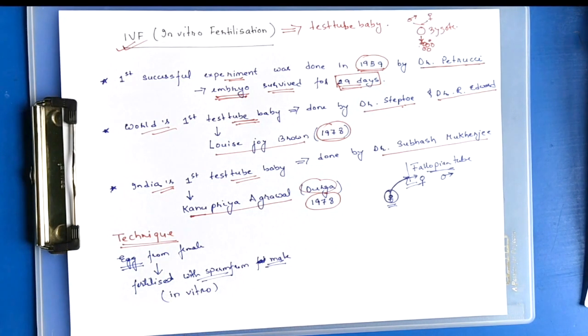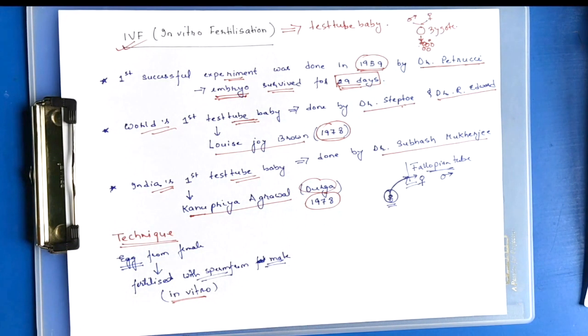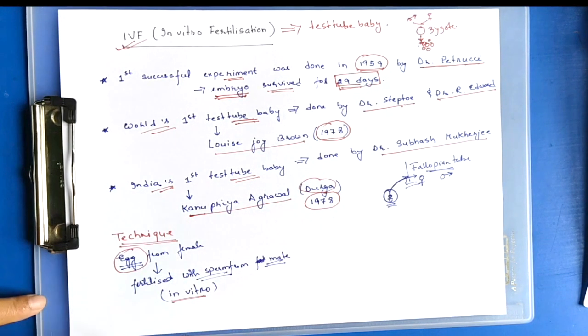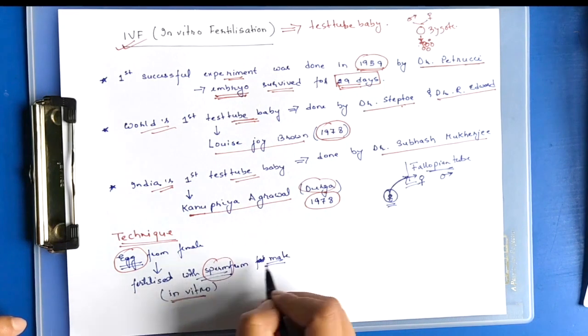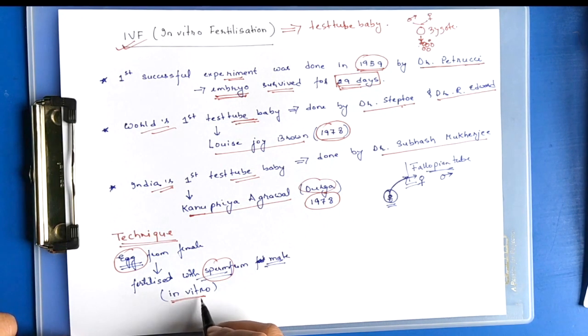When we say in vitro, it means outside the body. Similar conditions, the temperatures, everything which is needed is there, in a laboratory, but outside the body of the organism. The egg is taken from the female, the sperm from the male, and they are fused together in the laboratory. In vitro.